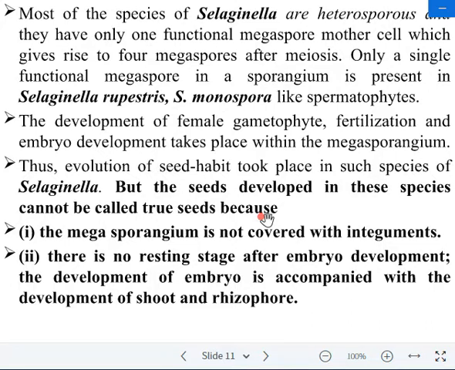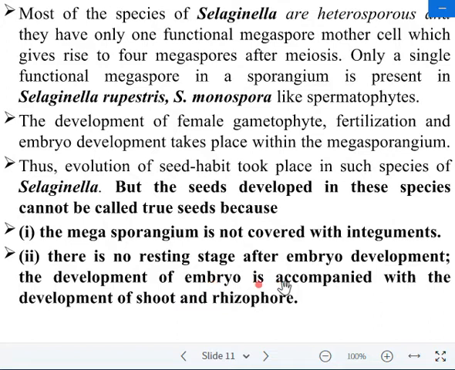So on the basis of these observations you can say that in Selaginella the seeds are not formed as true seeds. First, the megasporangium is not covered with integument. So if you see the fern, within the fern there is no production of integument, but in case of gymnosperm and angiosperm, the ovule is covered by integument, and after fertilization this integument is converted into seed coat. Second, there is no resting stage after embryo development.